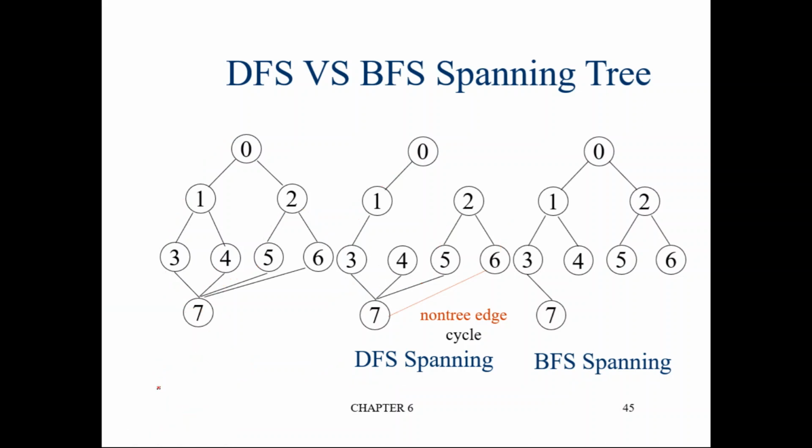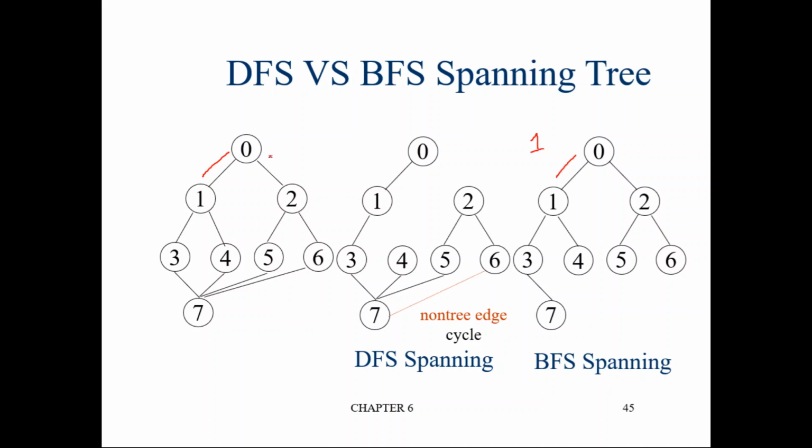Similarly, you can perform breadth first search on it. So first we will add 0. Then from 0 we are going to 1 and 2. So if you add 1, will it create a cycle? No, add 1. So count the number of edges: 1. We need 7 edges.